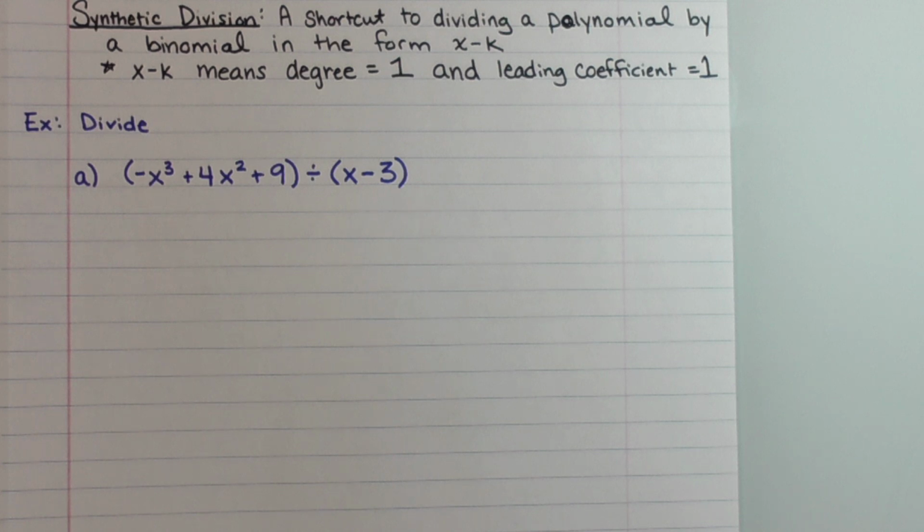First off, is this a binomial? Yes, it's got 2 terms. That one, that one. Is its degree 1? Yes, it's a regular x. It's not x squared. Is its leading coefficient 1? Yes, x has got a coefficient of 1. So, then we can do our synthetic division.